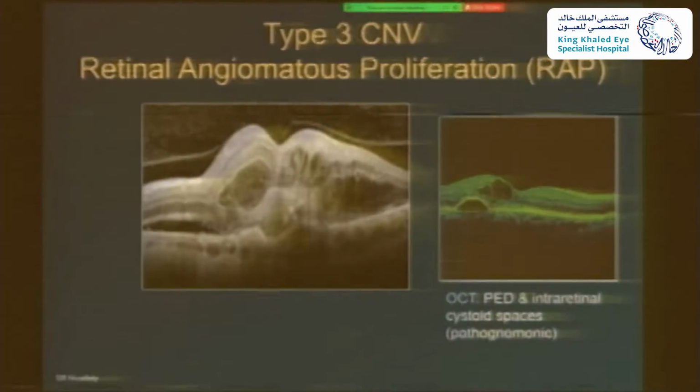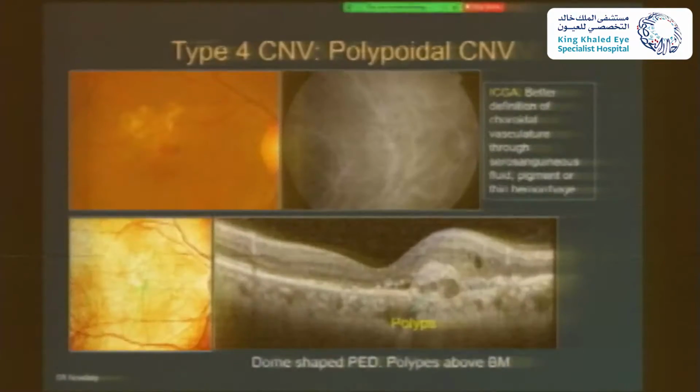Now here's another case of mine. This is a huge RAP lesion, okay? There is a pigment epithelial detachment right there. There's subretinal fluid. There's huge CME and subretinal fluid. So that's a RAP lesion.